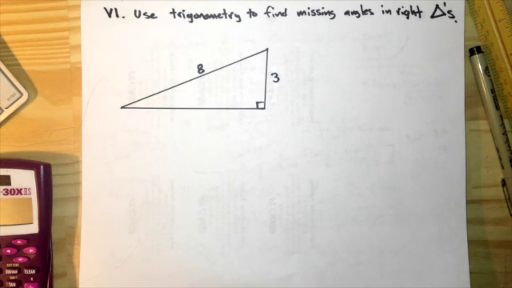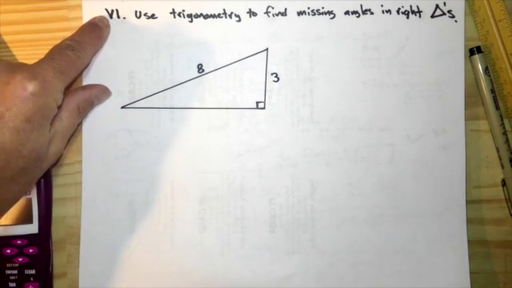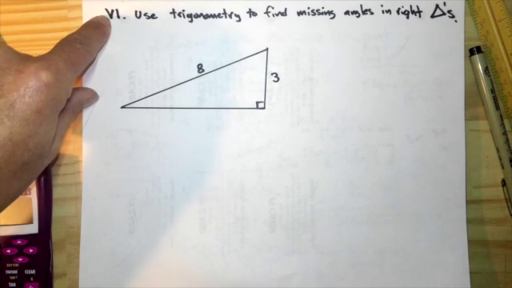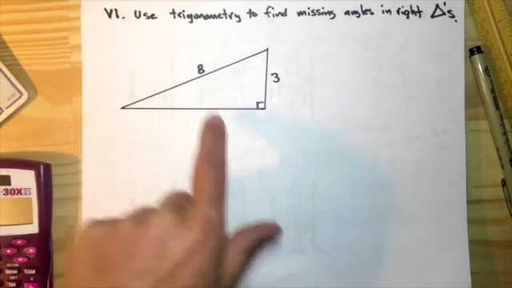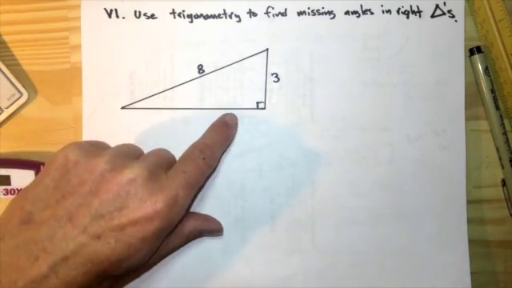Good morning, class. Today we're going to be looking at finding angles of a right triangle. This is concept number 6. And I hope you watched the other video about finding a missing side of a right triangle, because you're going to need that in order to do this.